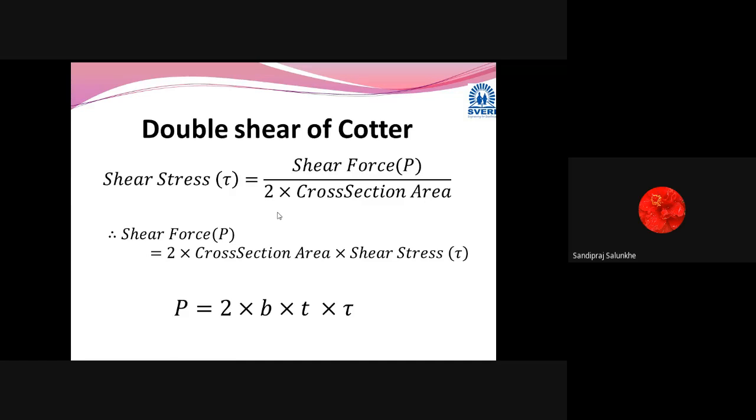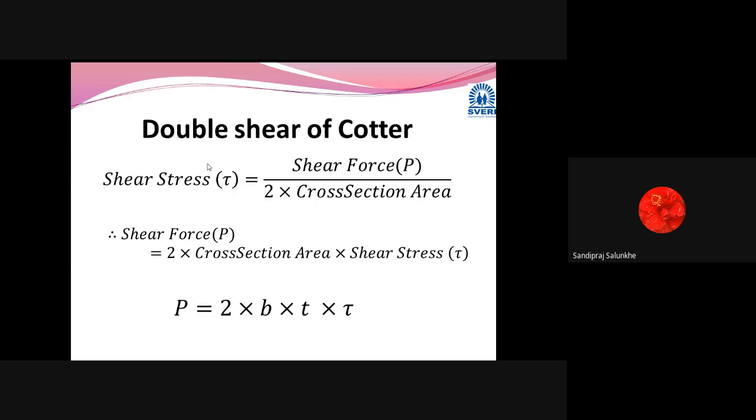Okay, so we'll try to find out what the cross section area will be, and we will write this formulae in terms of P. We just want to calculate the shear force, which is the same as the tensile force or force applied on that joint. Okay, so this is P. We have taken this area to the other side, this cross section area multiplied by 2, and shear stress as tau.